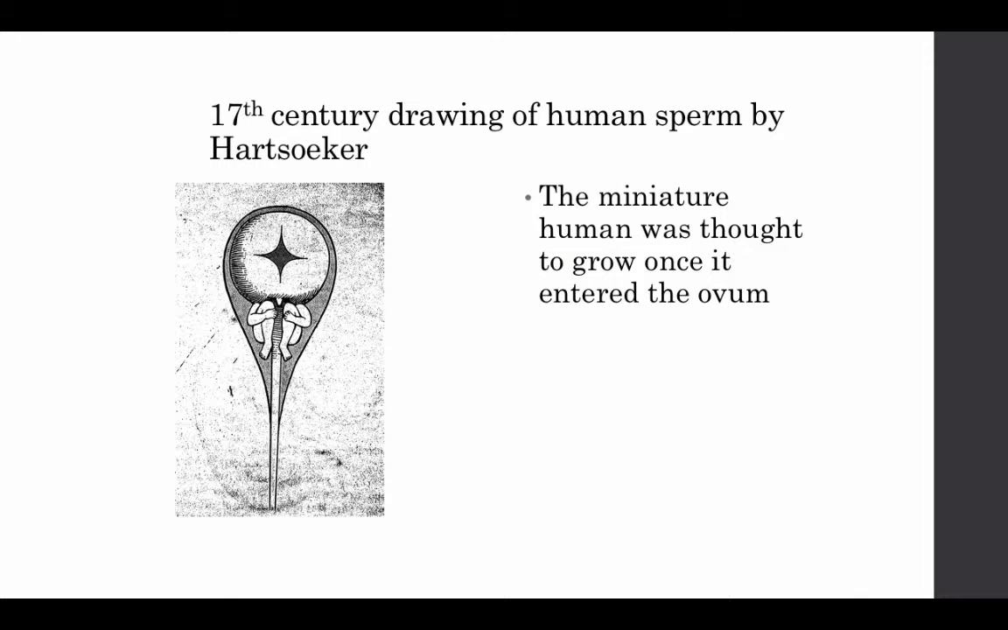Prior to the development of modern technology, we often relied on artist renditions that would artistically represent the process of human development. Back in the 17th century, it was believed that the human sperm contained a little miniature human that would begin to grow once it entered the ovum, or the egg. Honestly, it's a little absurd, but this slide is put in there just to show us how far we have come from this concept of a mini human living inside of the sperm. We now know that it's DNA.